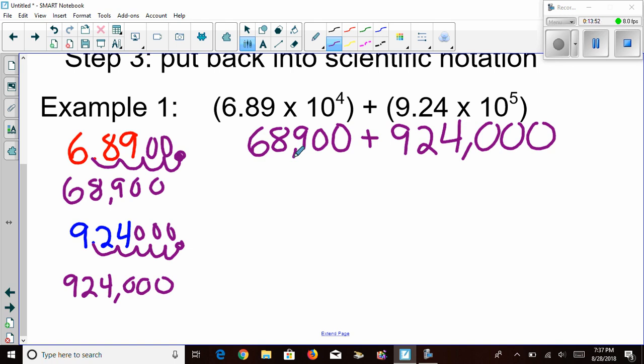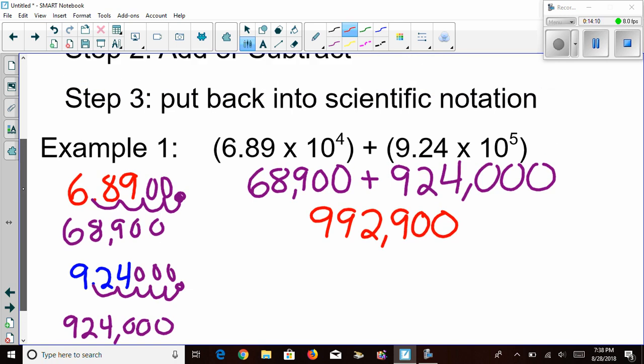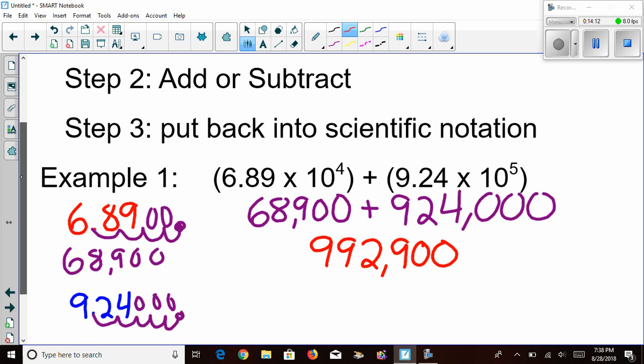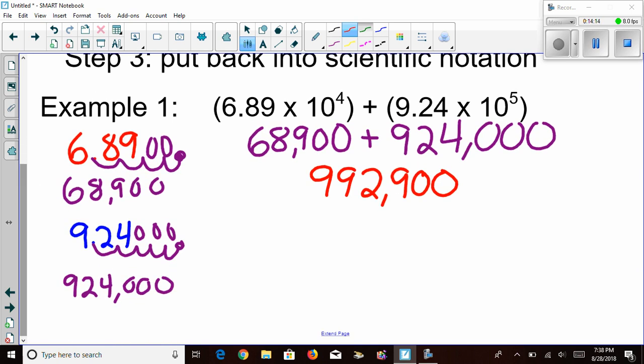When I add this together, you can check the math off to the side, but you get an answer of 992,900. So step 2, we added them together. And now for step 3, I'm going to change this to scientific notation.